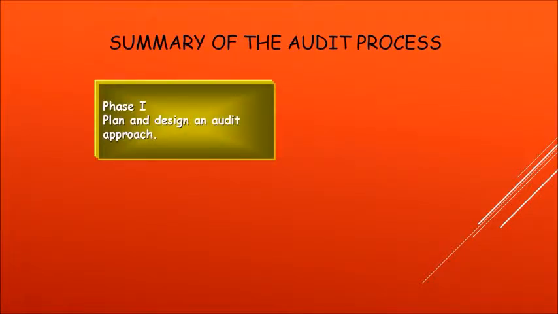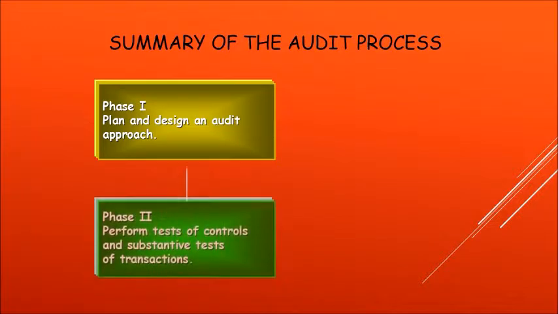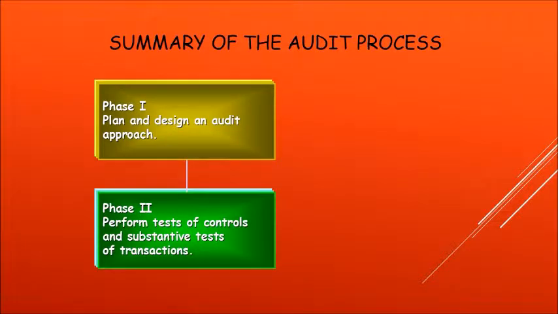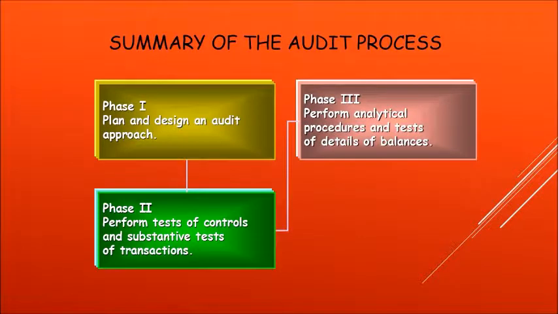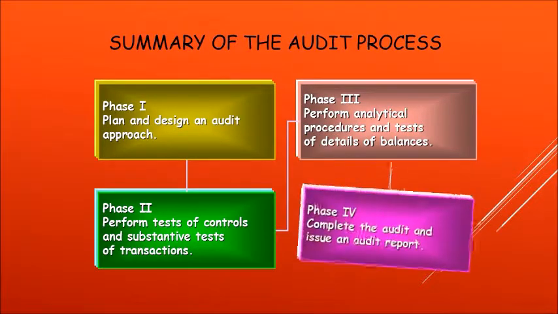Summary of the audit process. Phase I: plan and design an audit approach. Phase II: perform tests of controls and substantive tests of transactions. Phase III: perform analytical procedures and tests of details of balances. Phase IV: complete the audit and issue an audit report.